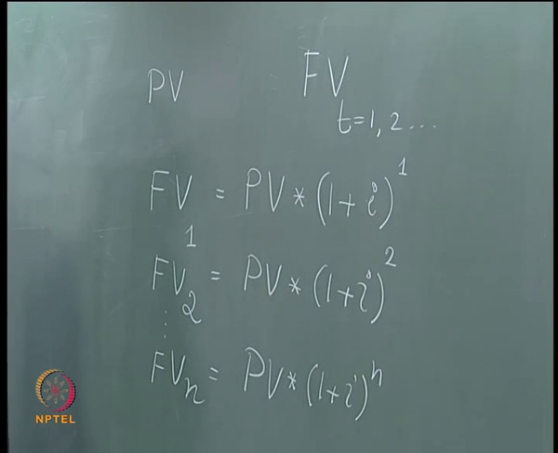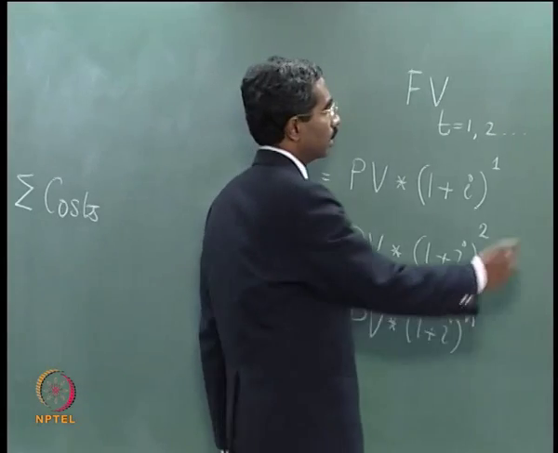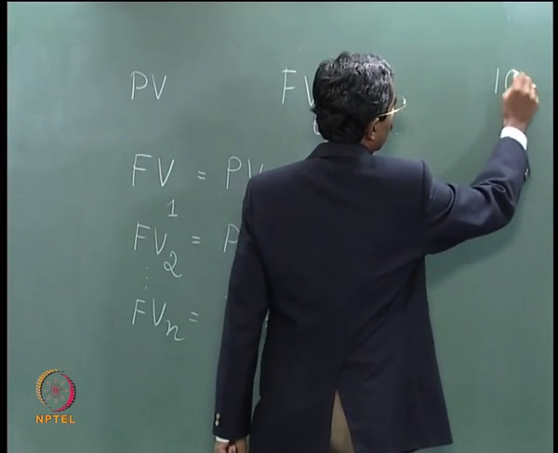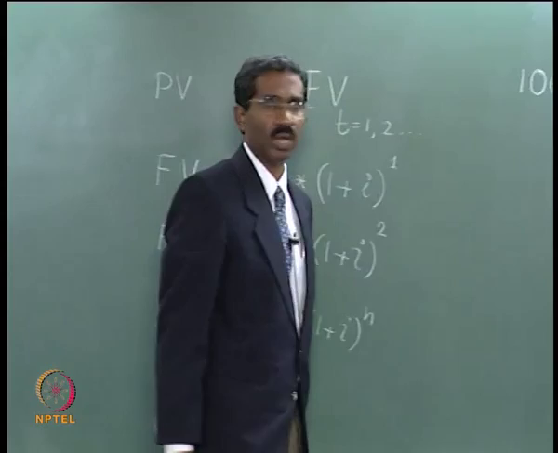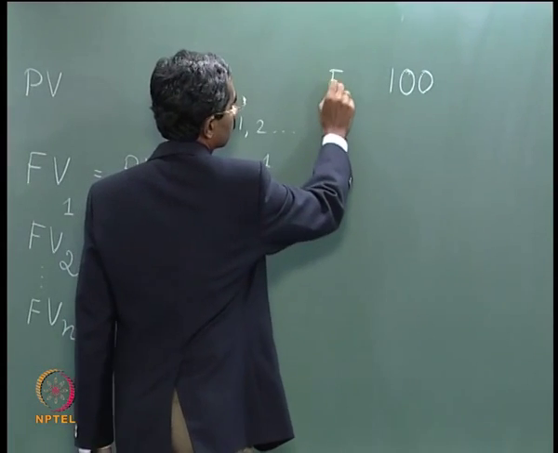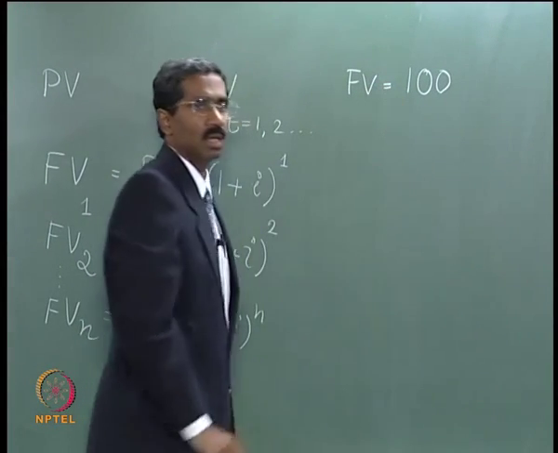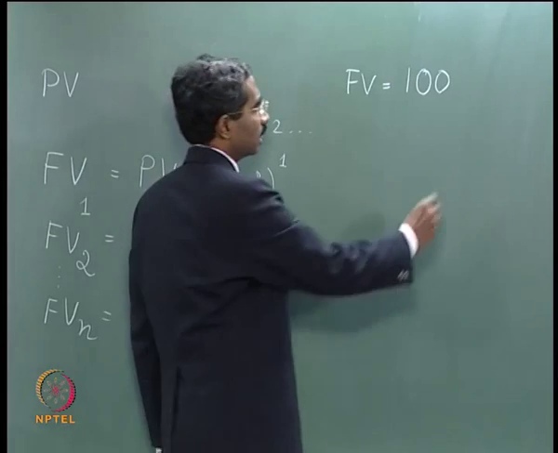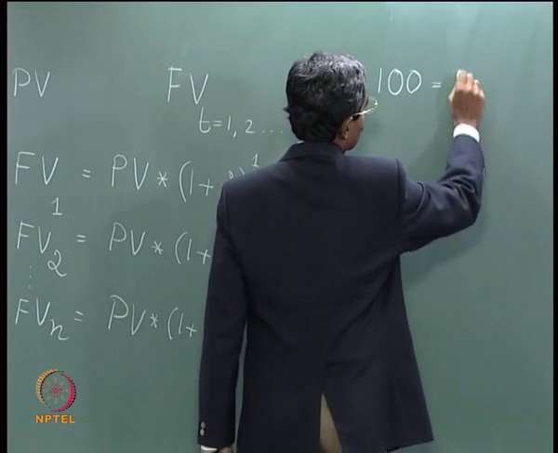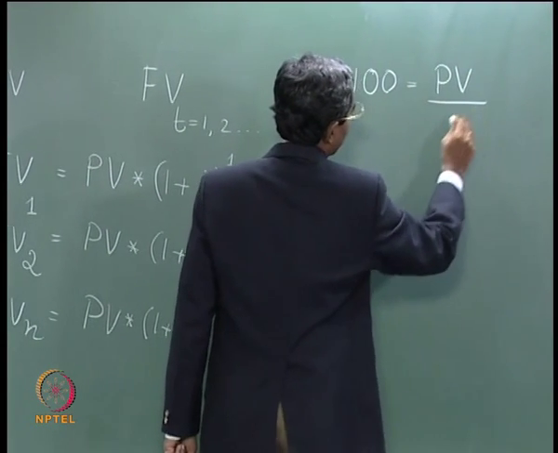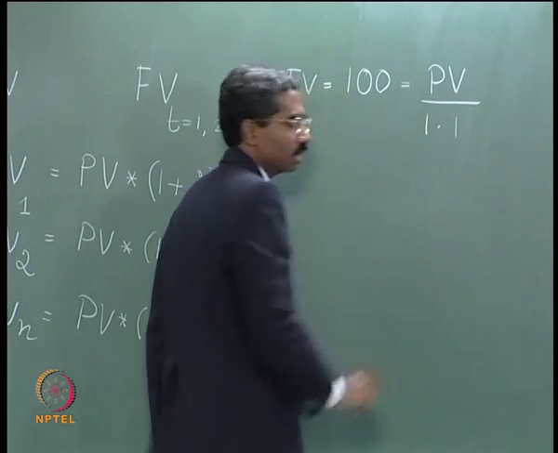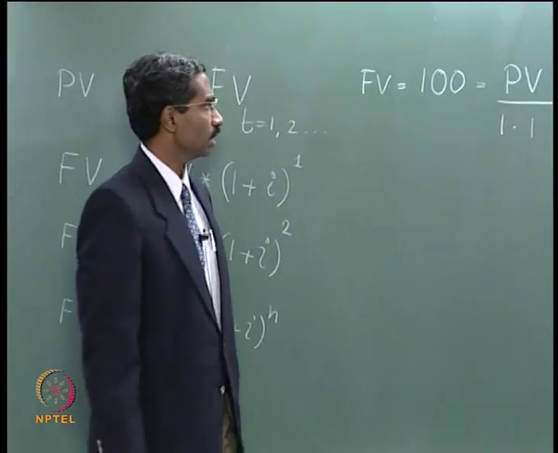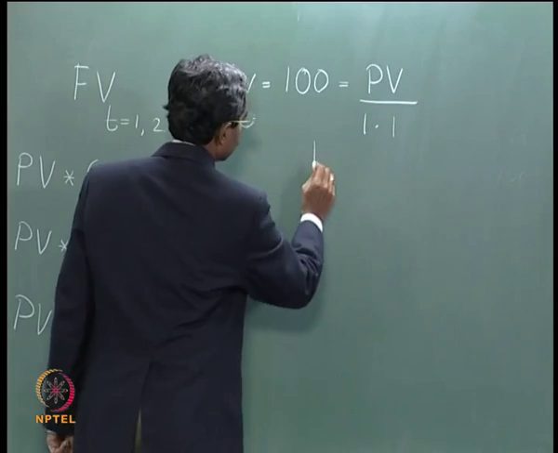So if you get 100 1 year from now, that is your future value, which is going to be 100. So the present value of that is nothing but 100 divided by 1.1, since 10% is your interest rate.